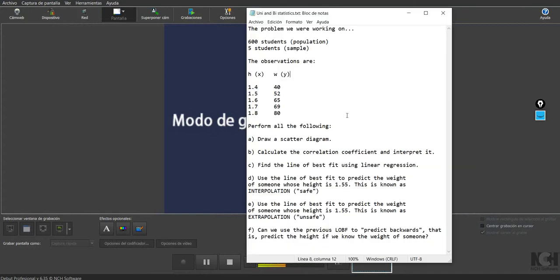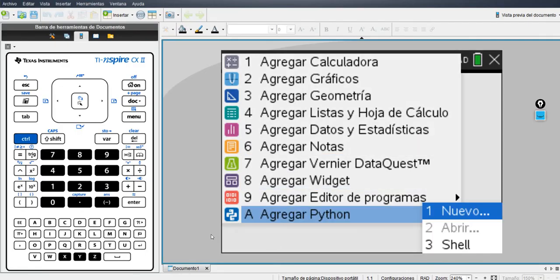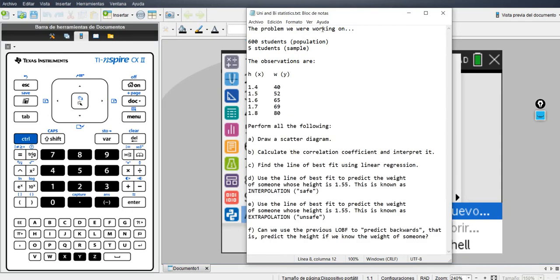I'm gonna show you how to conclude this. Okay, here we go. How to conclude this problem, guys? This one, the problem that we were working on.